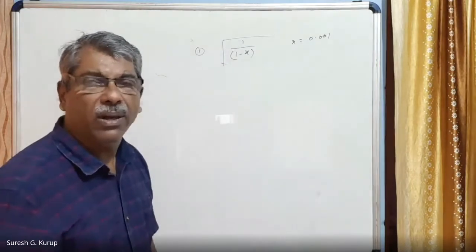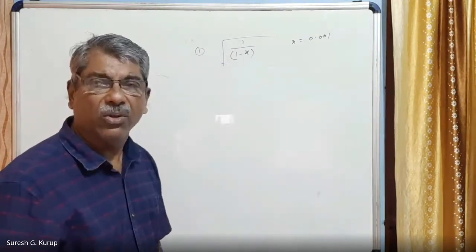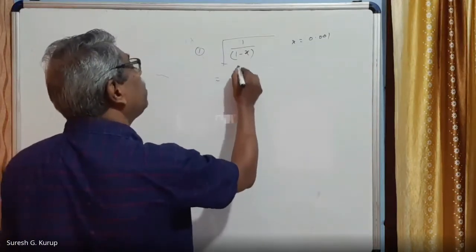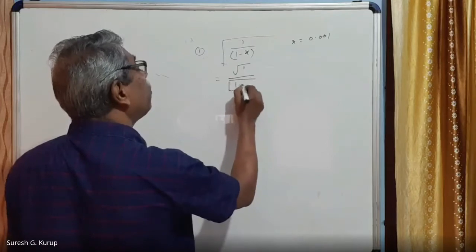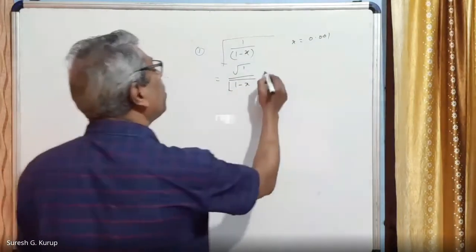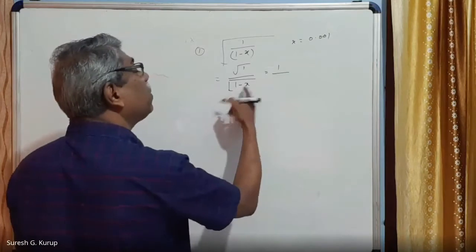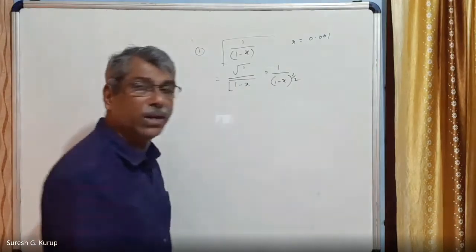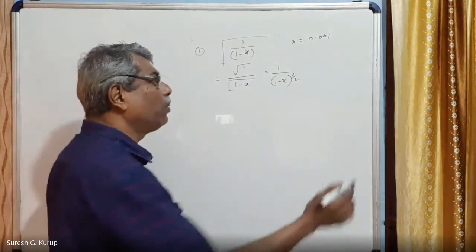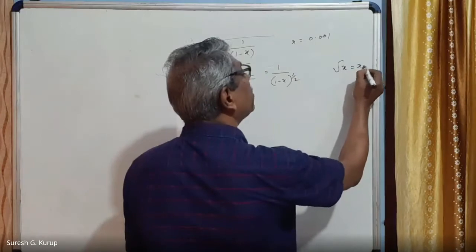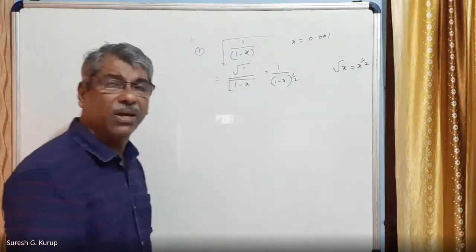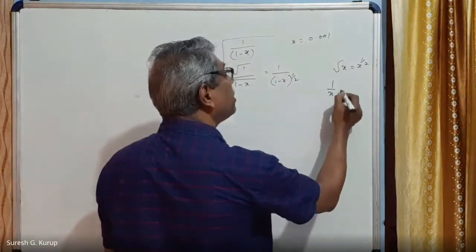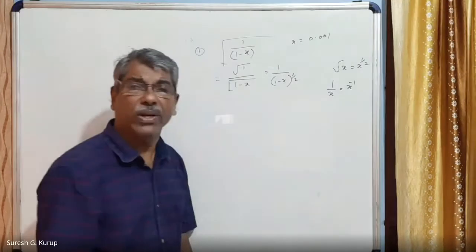x is equal to 1 by 1000, that is equal to 0.001. How can this be done? This is equal to root of 1 divided by square root of 1 minus x. Root 1 is 1 only. That is 1 divided by root of 1 minus x, which can be written as 1 minus x, the whole raised to 1 by 2. Because root x is equal to x raised to 1 by 2. Now this is 1 by something. Also you know that 1 by x is equal to x raised to minus 1.